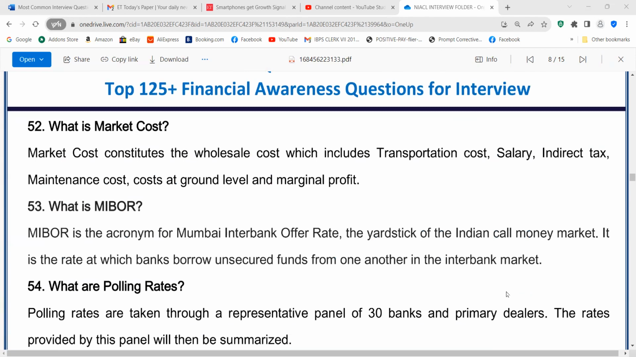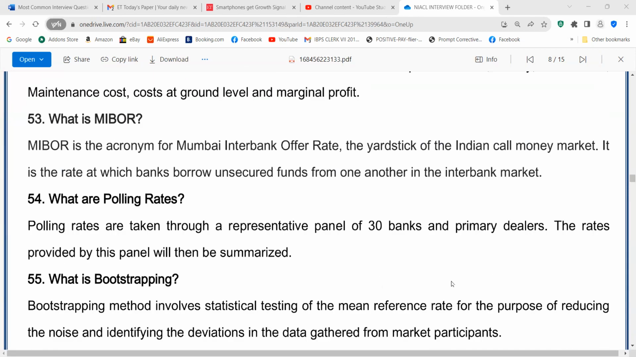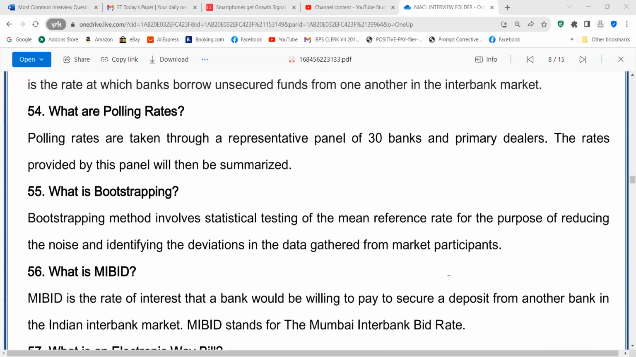53. What is MIBOR? MIBOR is the acronym for Mumbai Interbank Offer Rate, the yardstick of the Indian call money market. It is the rate at which banks borrow unsecured funds from one another in the interbank market. Question number 54. What are polling rates? Polling rates are taken through a representative panel of 30 banks and primary dealers. The rates provided by this panel will be summarized.